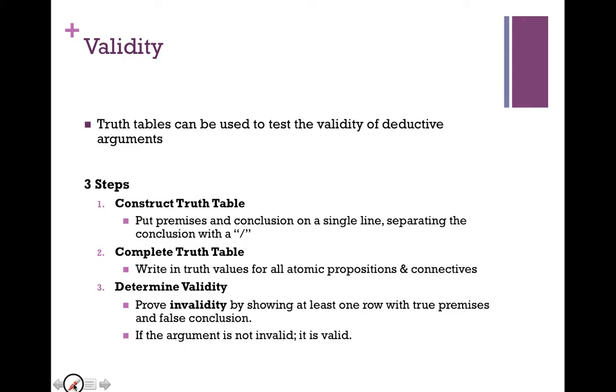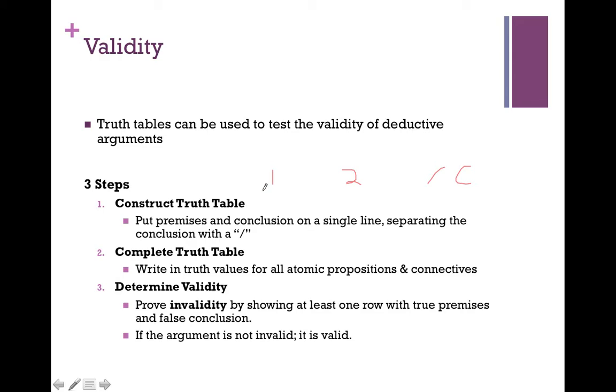You'll see what I'm talking about in a second, but basically we'll have premise 1, we'll have columns for it and columns for its connectives. We'll put premise 2, we'll just put a space in between 1 and 2, and then we'll put a slash and we'll put the conclusion after it. So once we've constructed our truth table, kind of laid out the template for it, then we're going to just complete the truth table the way we have done in the past.